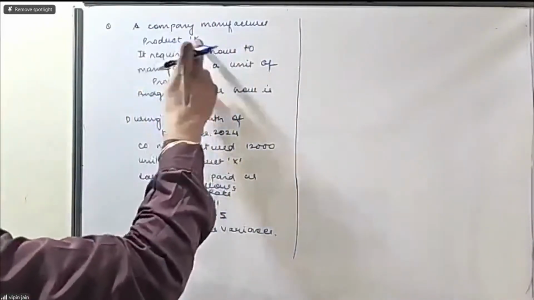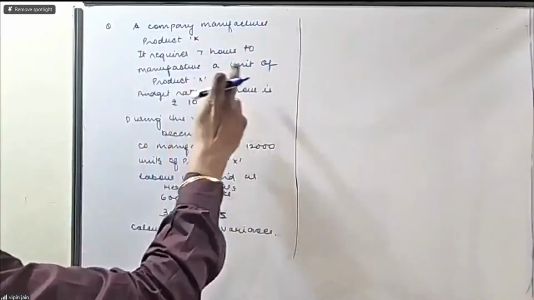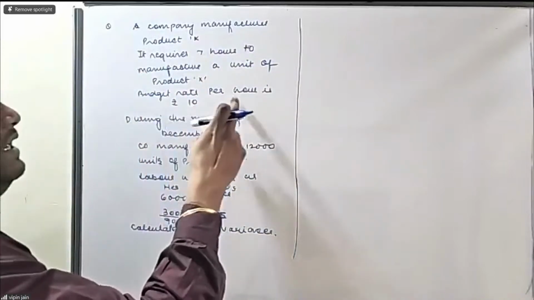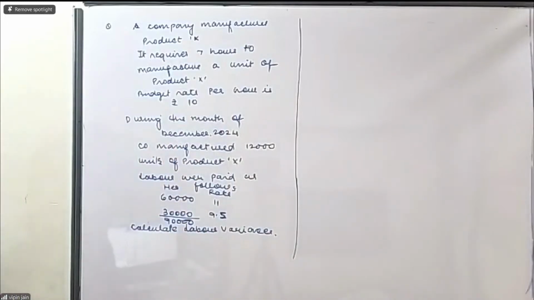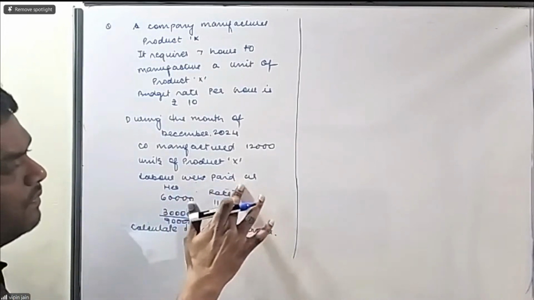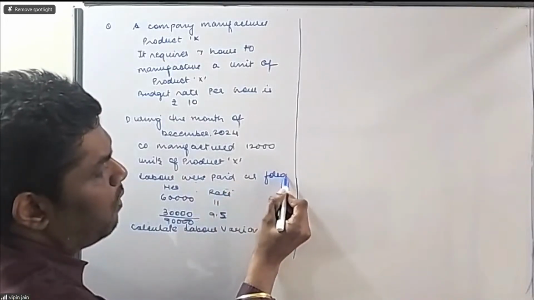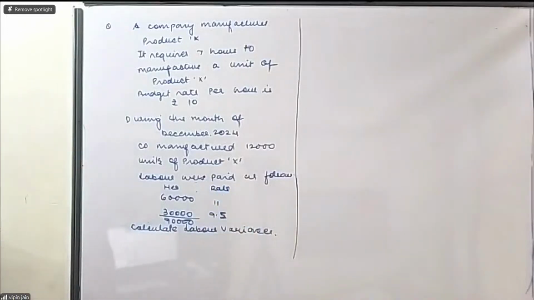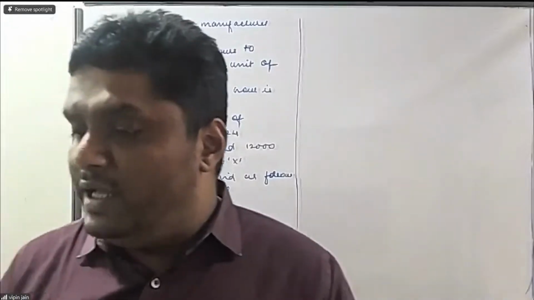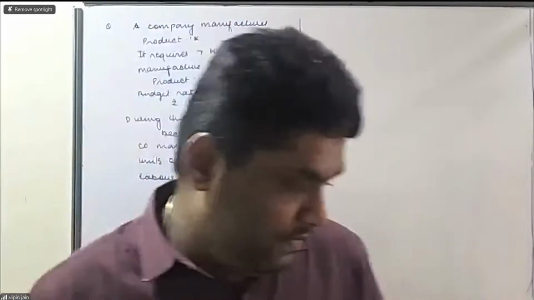A company manufactures a product X. It requires 7 hours to manufacture a unit of product X. Budgeted rate per hour is rupees 10. During the month of December, the company manufactured 12,000 units of product X. The labor were paid as follows, wherein hours and rate is given. You are required to calculate the labor variances. So waiting for your answers. Giving you 5 minutes time to solve the question.